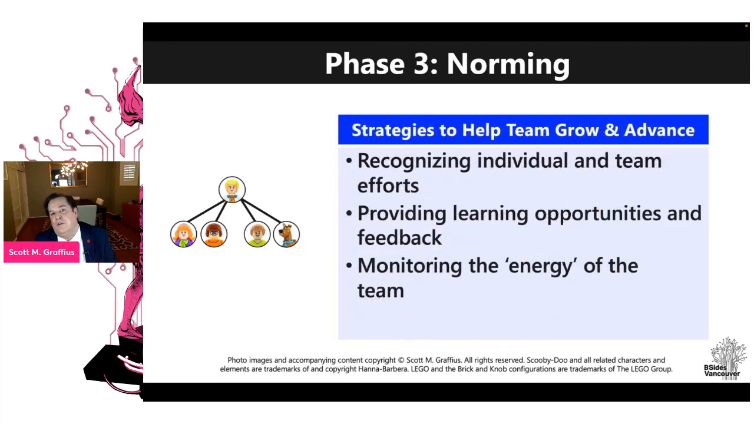And here's what you can do to get the team to grow and advance, which in this case means move on to phase 4, performing, which is the highest level of performance. You do a time check here, and that would be this. Not waiting until the end of the project, but along the way, recognizing both individual and the collective team efforts and accomplishments. If it's something that can be done in your organization, learning opportunities along the way.